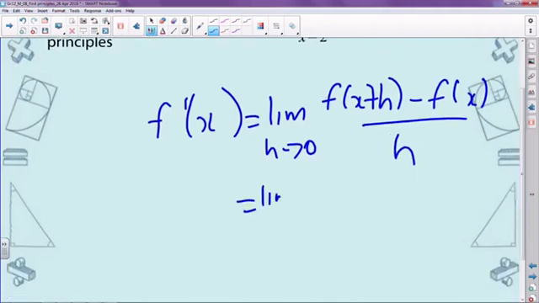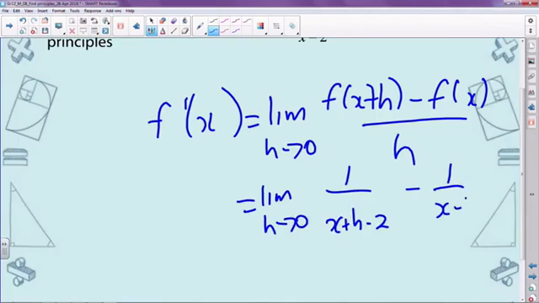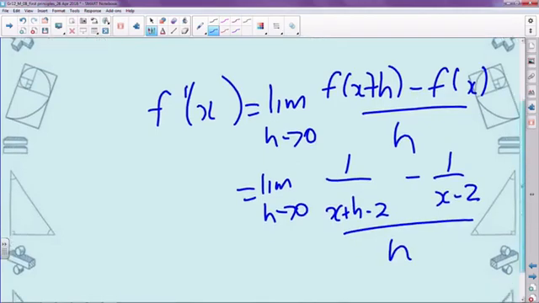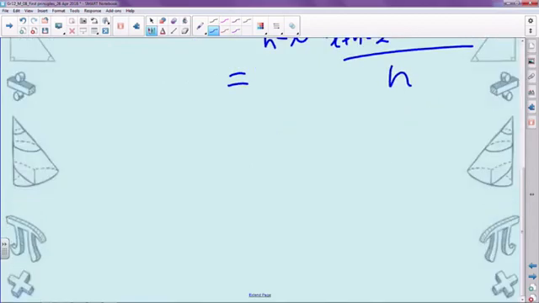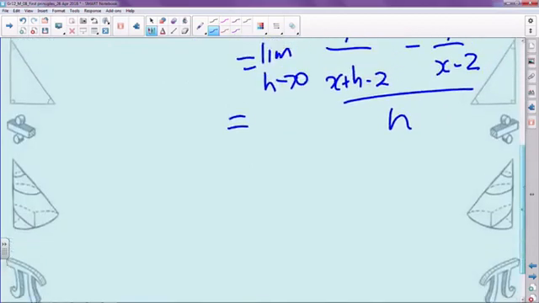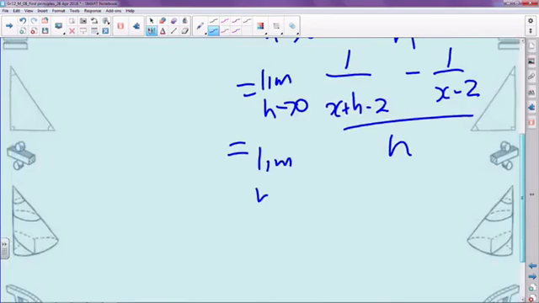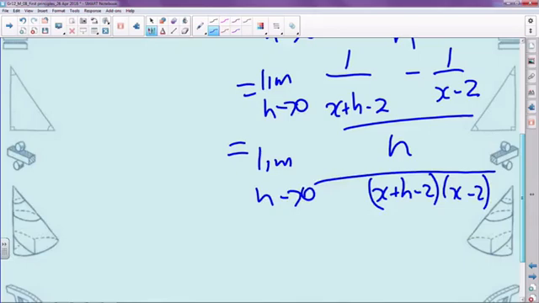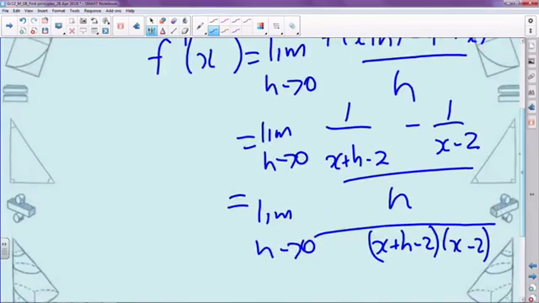So it's going to be the limit as h approaches naught of 1 over x plus h minus 2, minus 1 over x minus 2, all over h. All right, so that's going to be equal to, and then we find an LCD in the numerator. So it's the limit as h approaches 0. My LCD is x plus h minus 2 times x minus 2. And then when you add your like terms, you're going to end up with x minus 2 minus x plus h minus 2. This whole thing is multiplied by 1 over h.